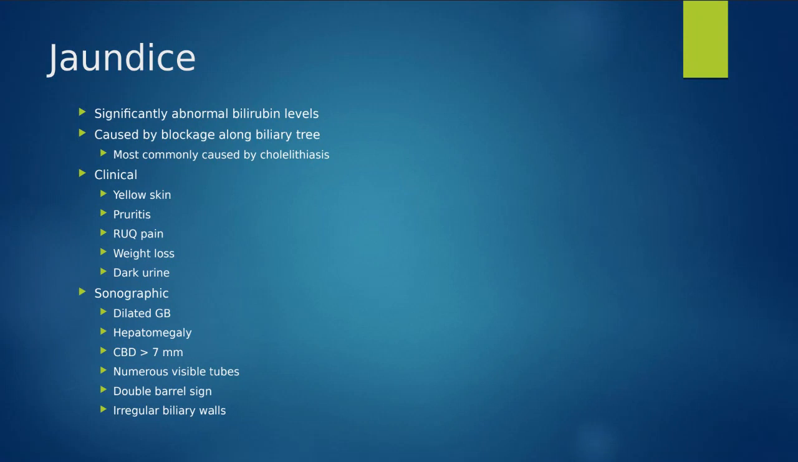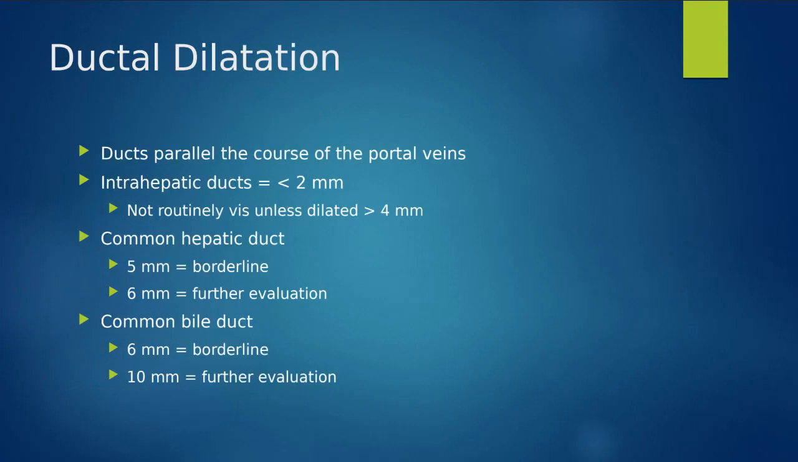Clinically, patients who have jaundice are going to have yellow skin. They're going to have pruritus, that is itchiness of the skin. They will have right upper quadrant pain, weight loss, dark urine. On ultrasound, we could see a dilated gallbladder, an enlarged liver, a CBD that measures greater than 7 millimeters in a patient who has not had their gallbladder removed. We can also see numerous visible tubes traveling throughout the liver. That is going to represent dilated bile ducts. We could see the double barrel sign, and we could also see irregular biliary walls. So we're going to talk about jaundice in a lot of these conditions. So I just wanted to give a little brief recap on what that is.